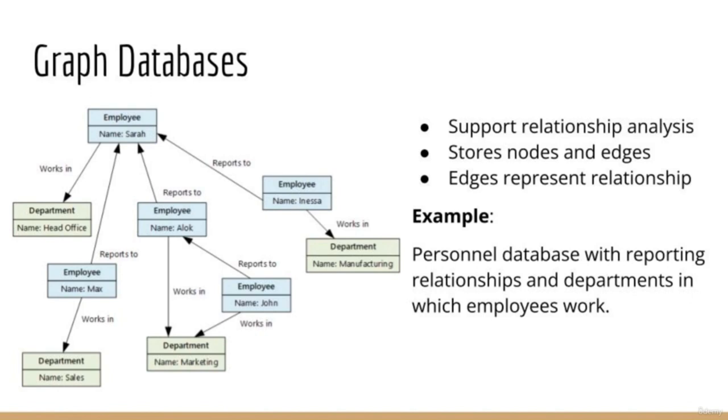Our example here shows an organization's personnel database structured as a graph. The entities are employees and departments, and the edges indicate reporting relationships and the departments in which employees work. This structure makes it straightforward to perform queries, such as finding all employees who report directly or indirectly to Sarah, or who work in the same department as John.